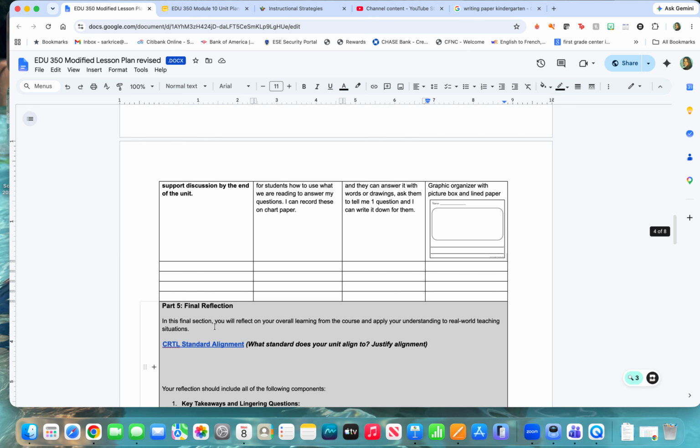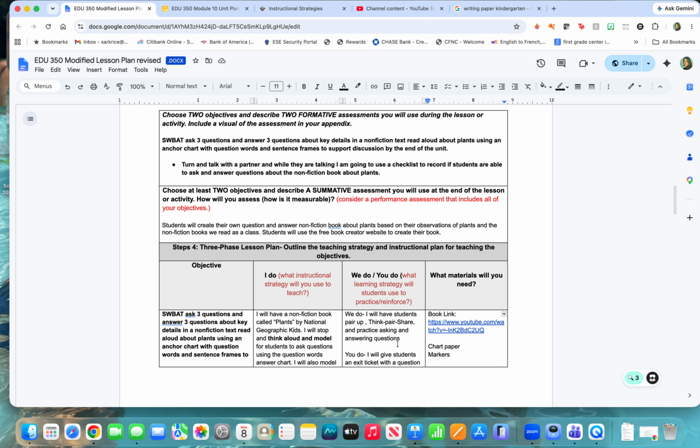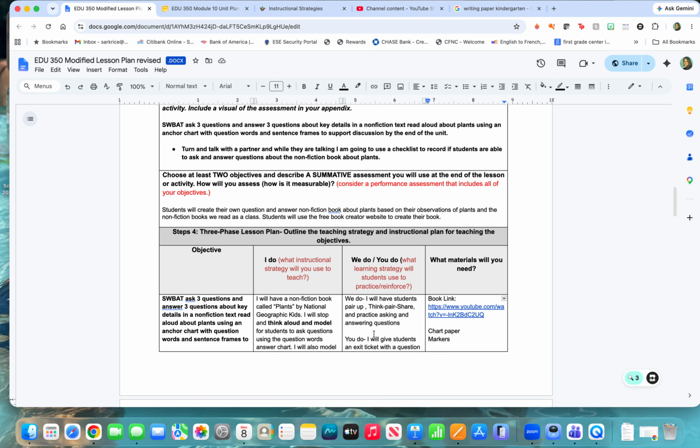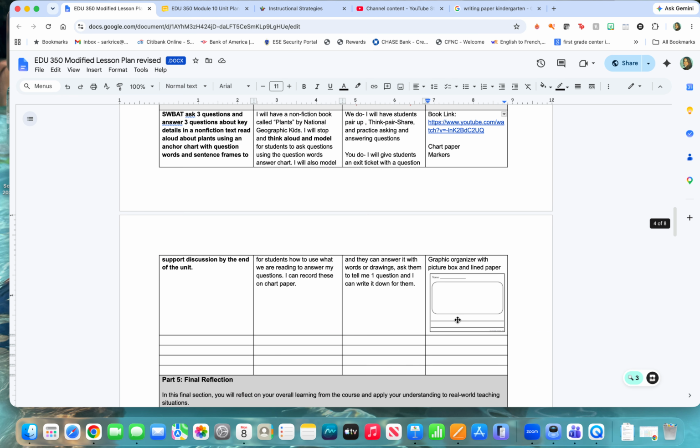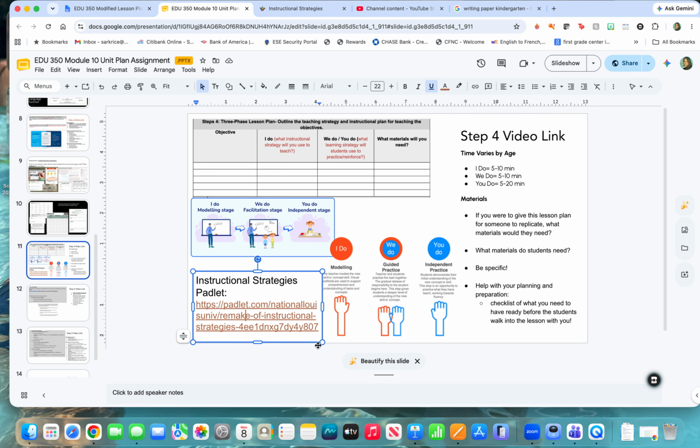And again, you're doing it for each of your objectives. You need to have the activity that you're going to do, and then your I do, we do, you do, and then what materials you would need. Again, be specific. Think about the instructional strategies. Like, here's the Padlet here.